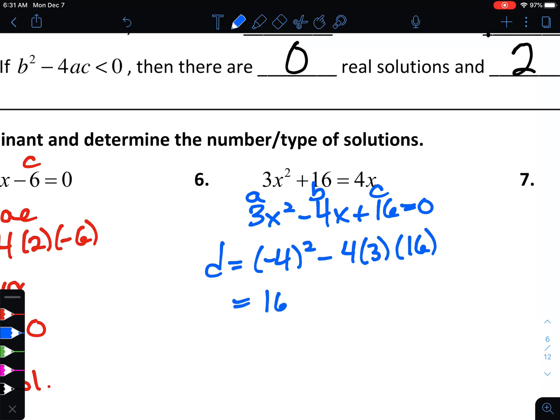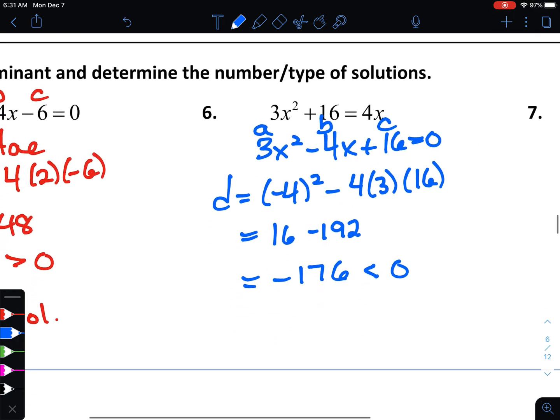So simplifying that now, negative 4 squared is 16. Negative 4 multiplied by 3 is negative 12. Multiplied by 16 is a negative 192. And then 16 minus 192 is negative 176. Pretty clearly, negative 176 is less than 0. So that's what tells us that we're going to have two complex solutions.